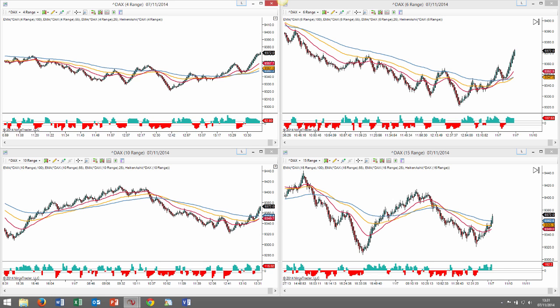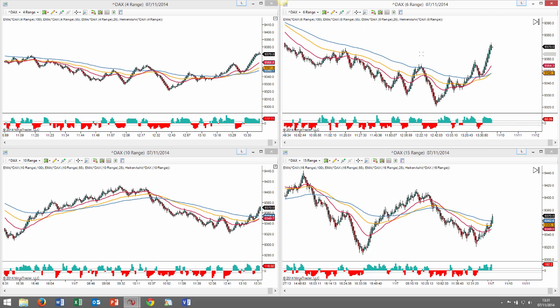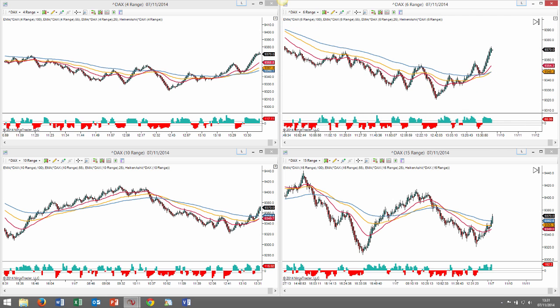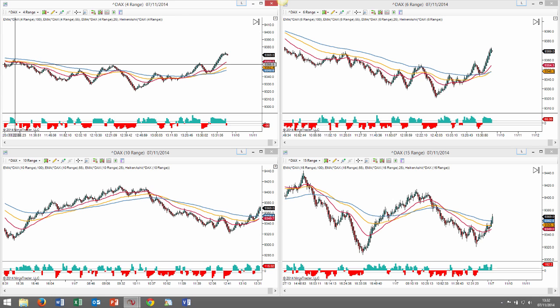So let's see. As you can see, the market has moved up. It's broken through the highs. We're now waiting for a pullback. If we get the pullback, we will then buy the pullback. It's looking most likely at the moment we'll get the pullback on the 4 range chart.